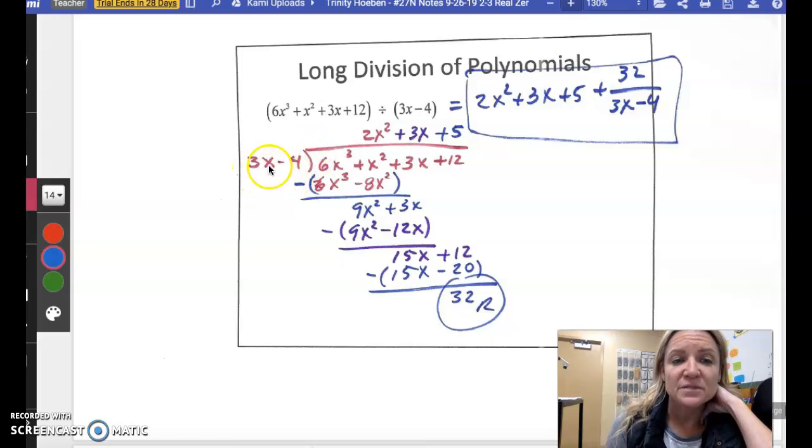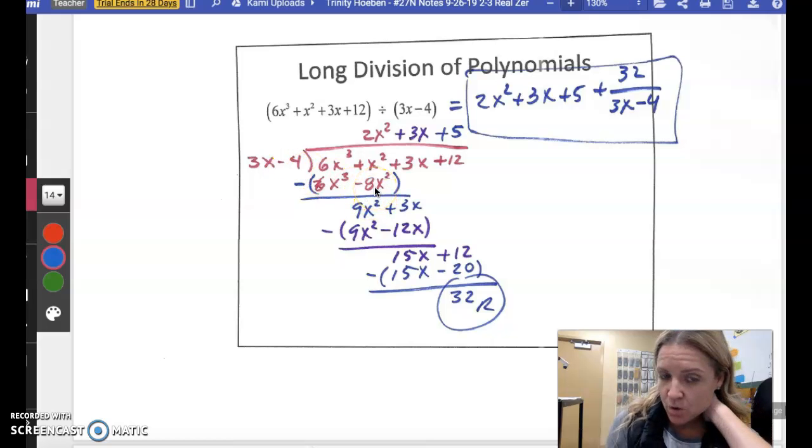outside, and we're going to start by dividing 3x into 6x cubed, which goes in there 2x squared times, so we write it above the x squared term. Then we're going to multiply, so we're going to have 2x squared times 3x, which is 6x cubed. Then we're going to have 2x squared times negative 4, which is negative 8x squared. Now we're going to subtract, so 6x cubed minus 6x cubed is 0. X squared minus negative 8x squared, so we actually want to add it, would be 9x squared.